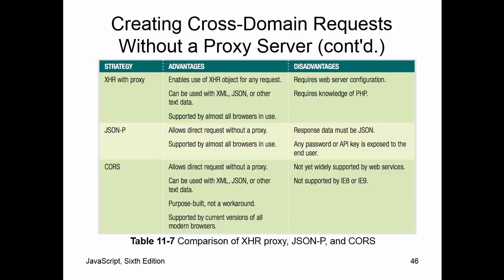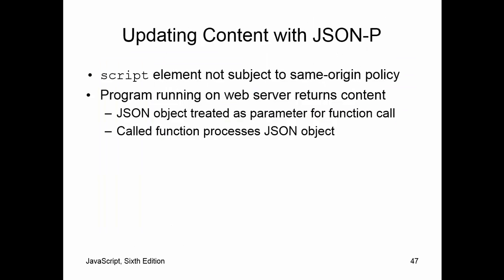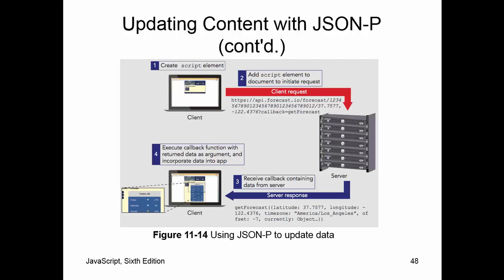As far as JSON-P goes, when developers began looking for ways to work around the problems with same origin policy, they looked at one of the few HTML elements that's not subject to this policy, and that's the script element. A web document can load a script from another domain, and it's left up to the developer to ensure that any script like that is from a trusted source. This is shown right here, so you can see the process.